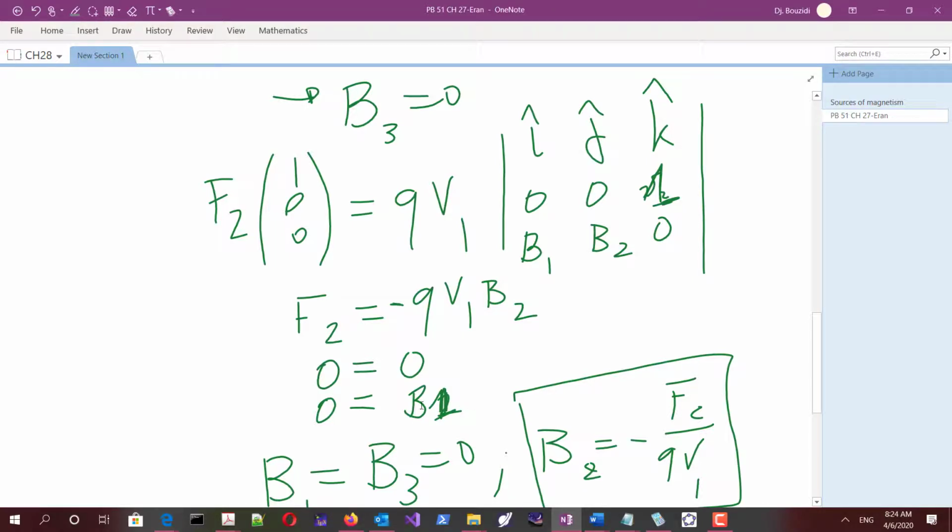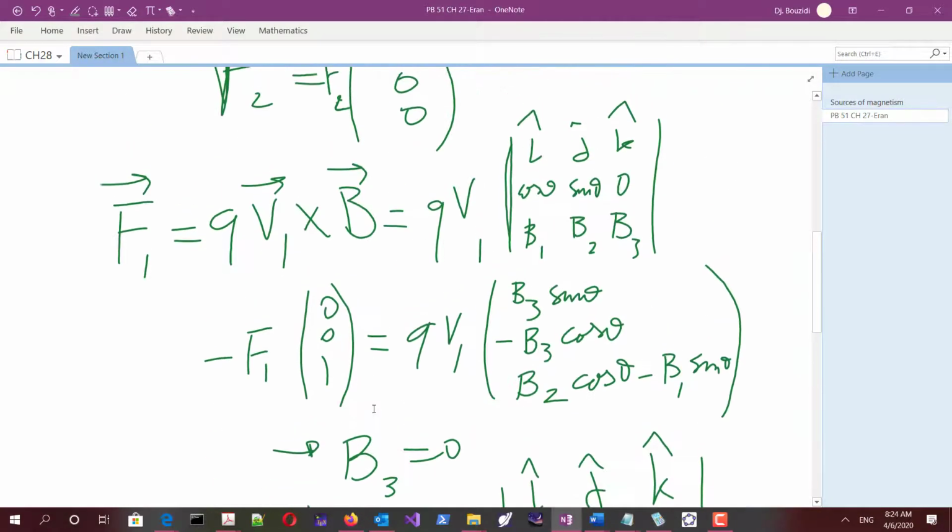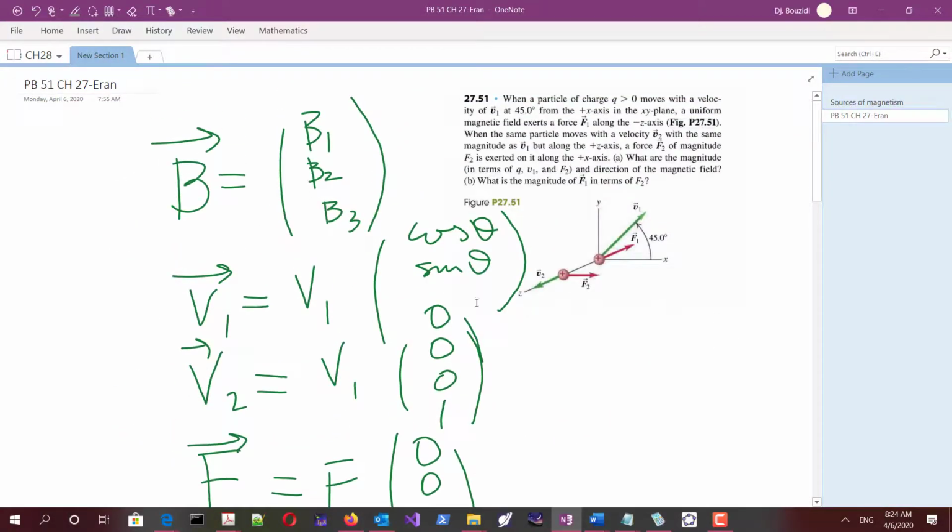For the y direction, I have 0 squared minus B1 times 1. But again, I have to flip the sign in here, so that's why I see B1 times 1 at the end equals 0. It doesn't matter. So B1 also is 0. So this vector now has no x component and has no z component.